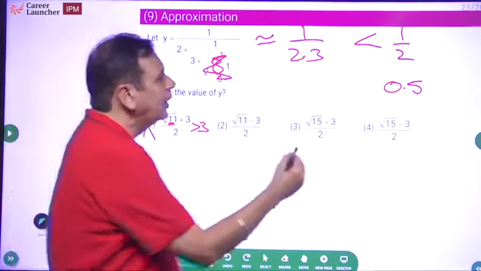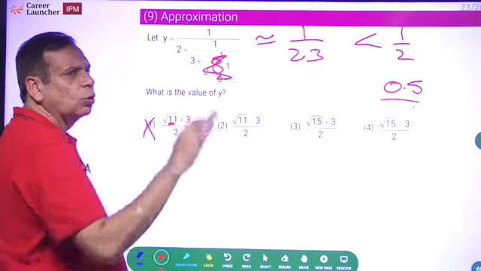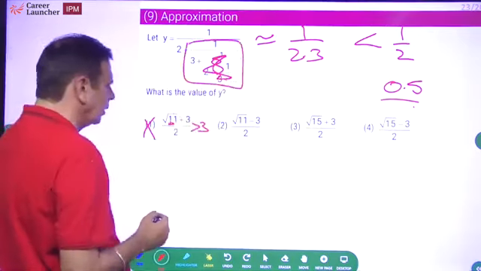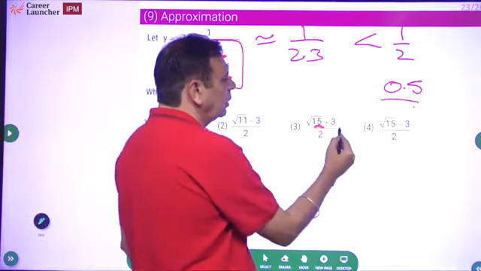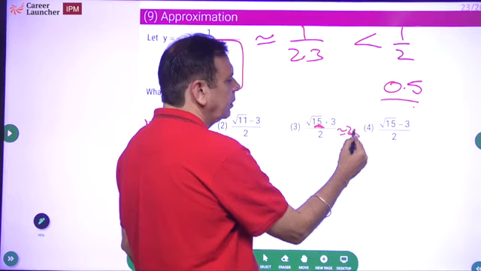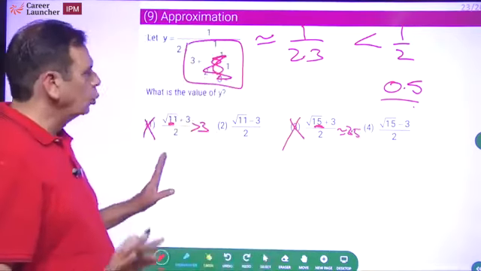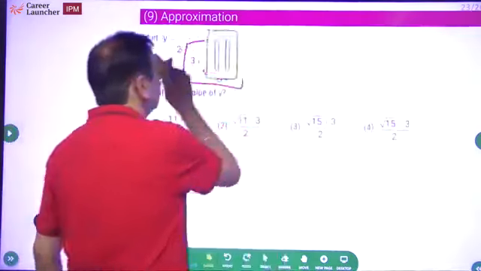Wrong choice. We need a value which is less than 0.5 because this value is definitely going to be less than 1/2. This is 2 plus something, so it has to be less than 1/2. Similarly, this is approximately 4, approximately 3.5. Wrong choice. Okay. Two choices gone. Let me just erase this and write it down again for you neatly.